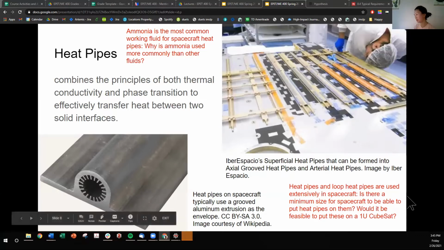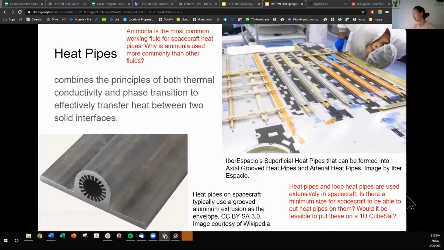Here is another question. Is there a minimum size for spacecraft to be able to put heat pipes on them? Would it be feasible to put these on a 1U CubeSat? Now, I don't typically see propellant systems or fluids like in heat pipes on CubeSats. I do think that the trend is for heat pipes to be in larger spacecraft systems like the ISS. That's not to say it's impossible to put fluids or heat pipes on spacecraft.